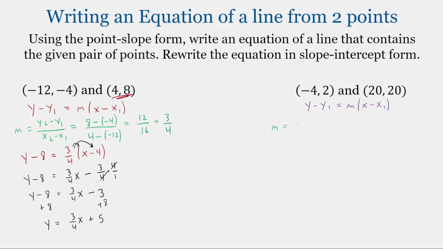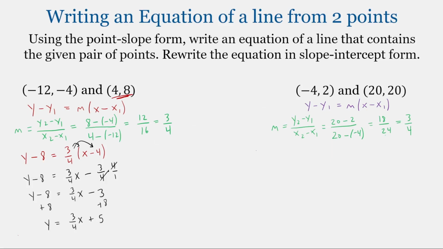So the slope is equal to the change in y, so y sub 2 minus y sub 1, all over x sub 2 minus x sub 1. This is equal to 20 minus 2, all over 20 minus a negative 4. This will give us 18 all over 24. And this simplifies down to 3/4. So the slope in this case is also 3/4.